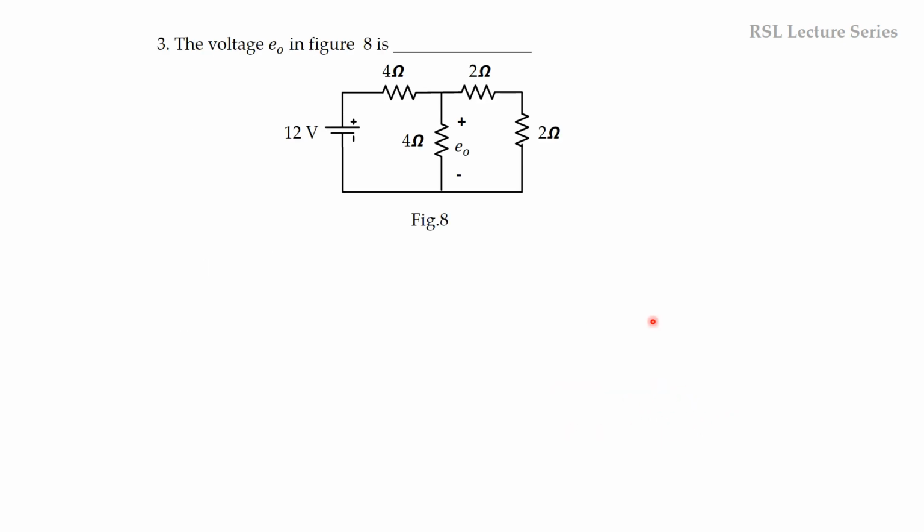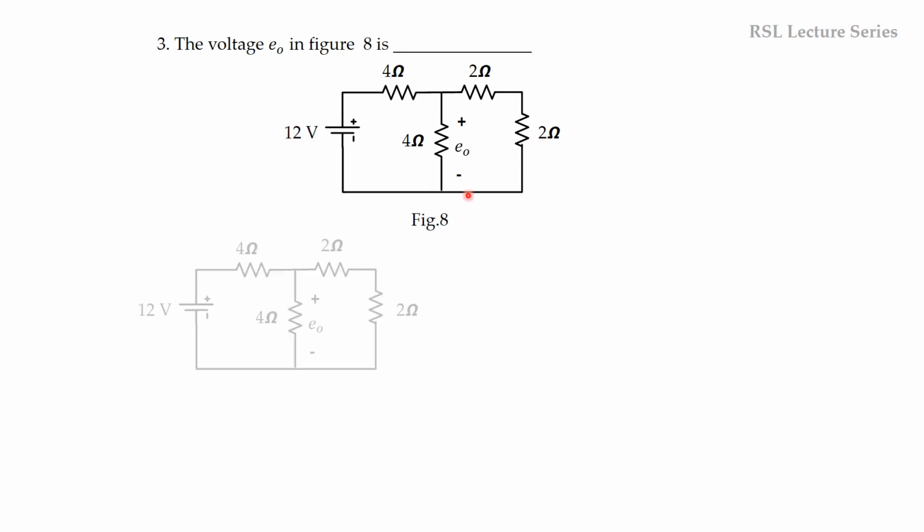So next, third one, the voltage E0 in the figure 8 is dash. So this is the fill in the blank. This is the figure 8. Okay, we have to find out the voltage drop across this 4 ohms resistor by simplifying this circuit. Okay, so the voltage is given and all the resistance values are given.